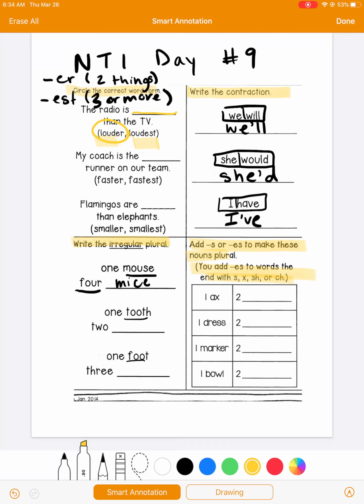So if I say this word X, it sounds like an S. Dress sounds like a snake hissing. Marker, well, that one doesn't sound like it. And bowl, that doesn't sound like it either.